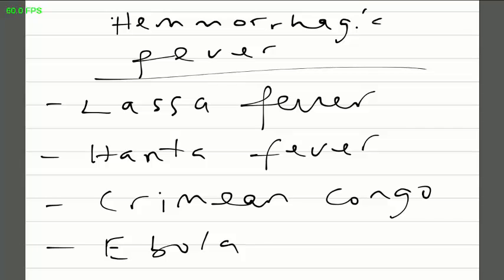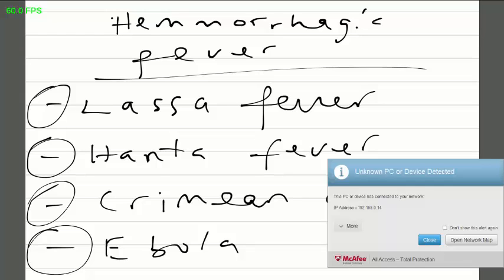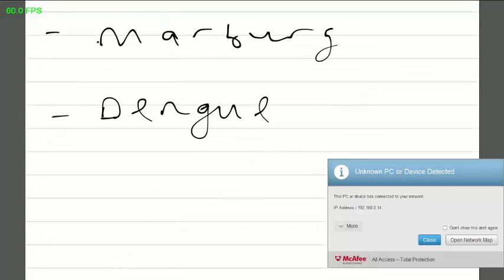Essentially, the Ebola virus mainly causes hemorrhagic fever. There are other forms of hemorrhagic fever out there, but some of the common types you are likely to hear about are Lassa fever, prevalent in northern Nigeria; Hanta fever; Crimean-Congo; Ebola hemorrhagic fever, recently in Liberia, Sierra Leone, even in Nigeria; Marburg, which hasn't been heard of since the 80s; and dengue fever, which is prevalent in the Caribbean.